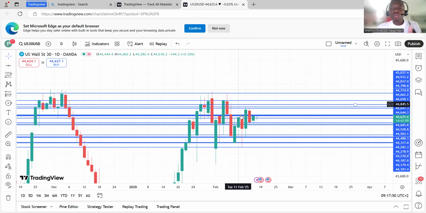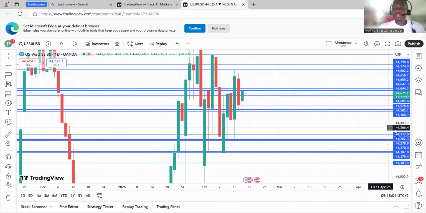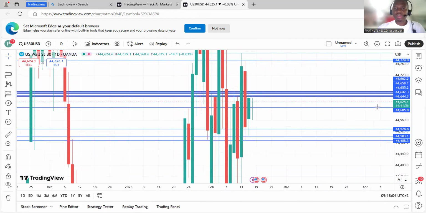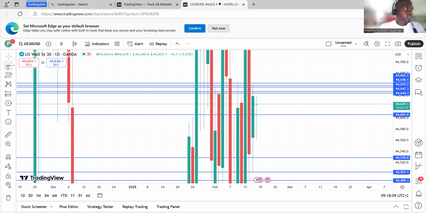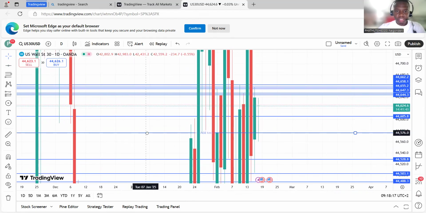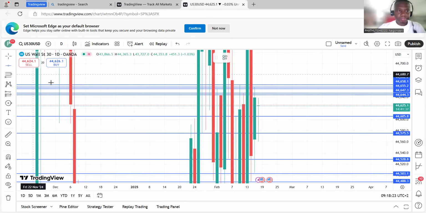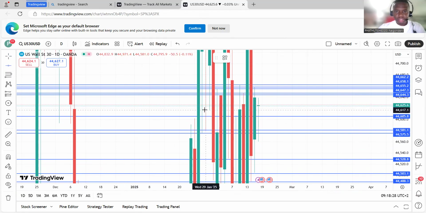So that is why there's so many lines here, guys. It's because we are in a ranging market condition on USDT on the daily. Okay? So everything I come across that meets my trading requirements, what am I going to do? I'm going to mark it, guys. I'm going to mark it. There's no other way. I'm marking it.